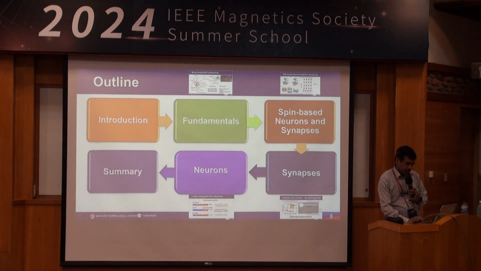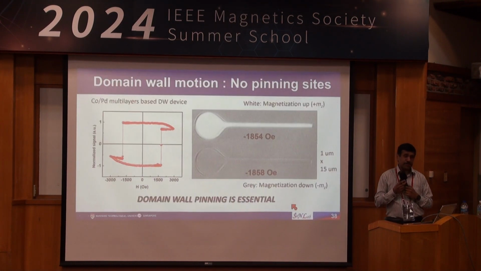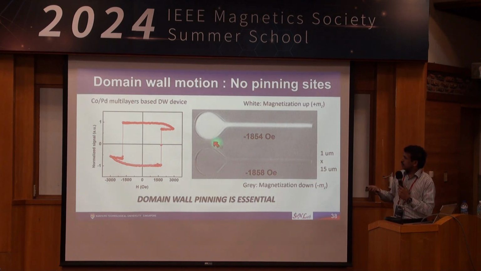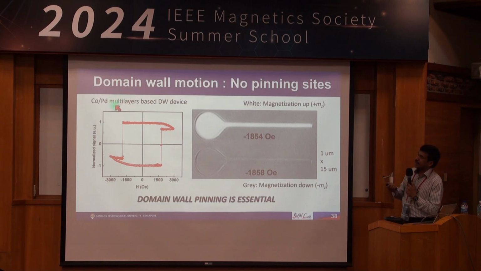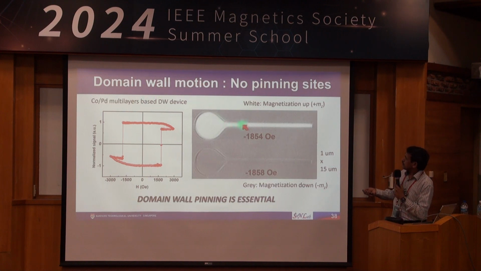So now we move on to learn about synapses. So I was telling you that domain wall pinning is important. So this slide basically summarizes why it's important. Here I show the magneto-optical image of a cobalt palladium multilayer based domain wall device. So this long wire is what you see as the domain wall device, and this is something that we usually create for manipulating domains. In this particular case, the color represents magnetization up or down. So let's say white is magnetization up, gray is magnetization down.